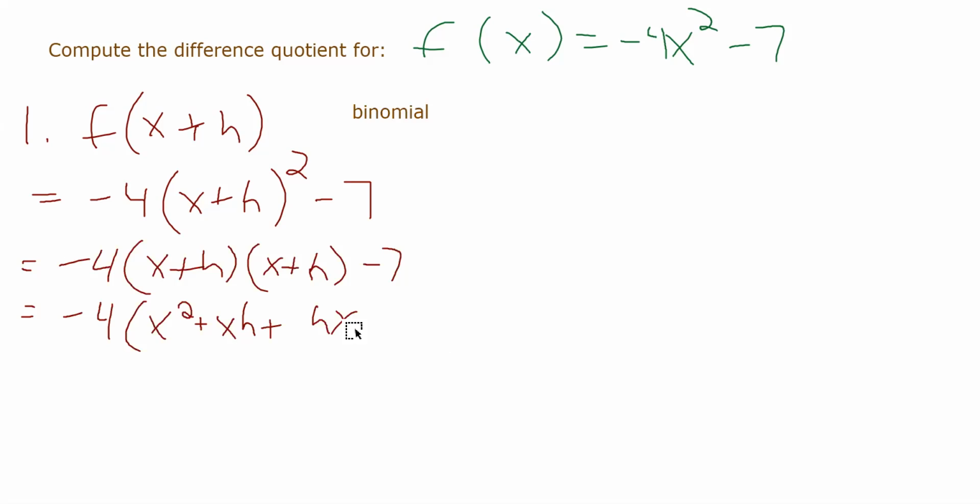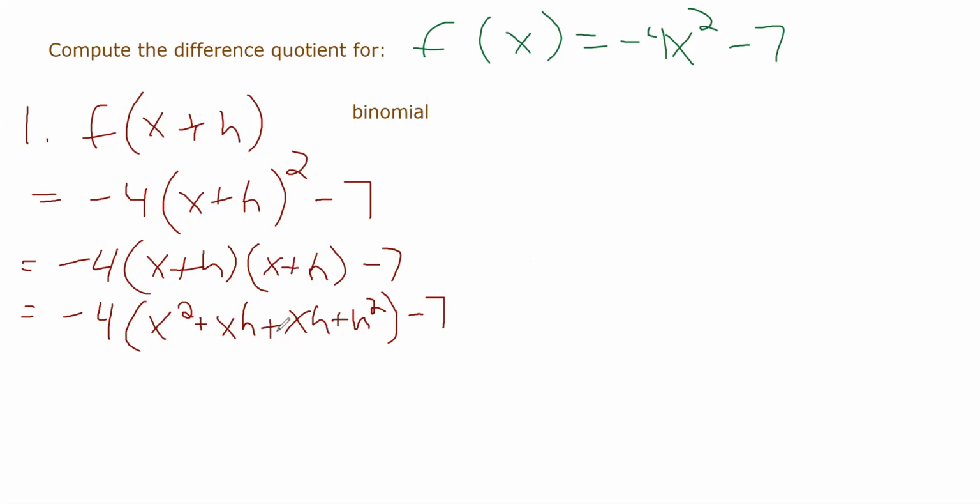But the reason I'm going to put it back this way is because that implies they're like terms, which they are. And then there's going to be plus h squared. And you close off that parentheses and you still have the minus 7 out there. Now look what you have. You have these things, they're like terms, but there's two variables involved.